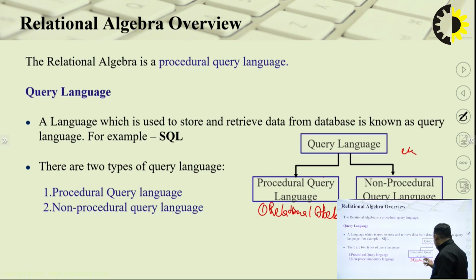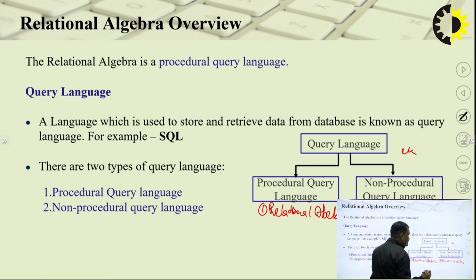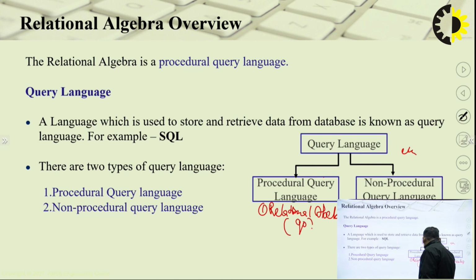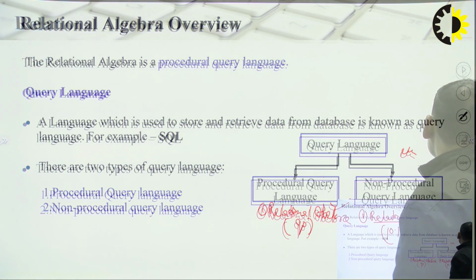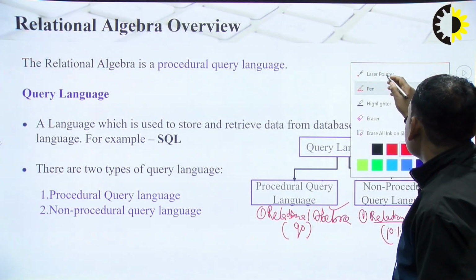Both are theoretical models. About 90% of the data is implemented in relational algebra, and 10% is implemented in relational calculus in SQL.